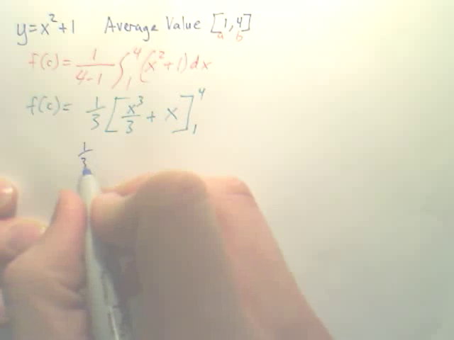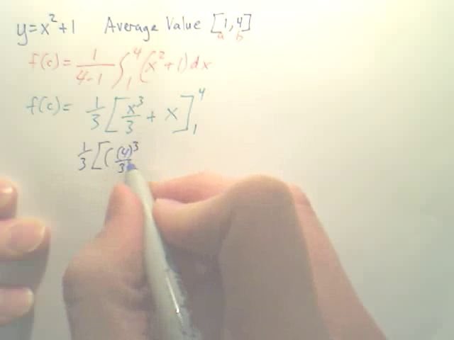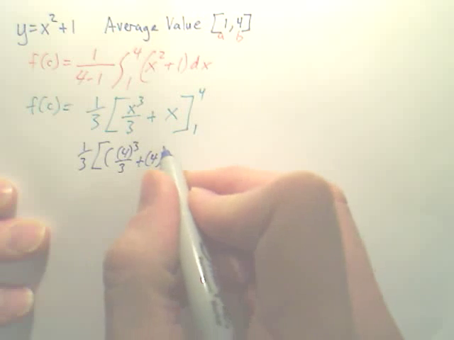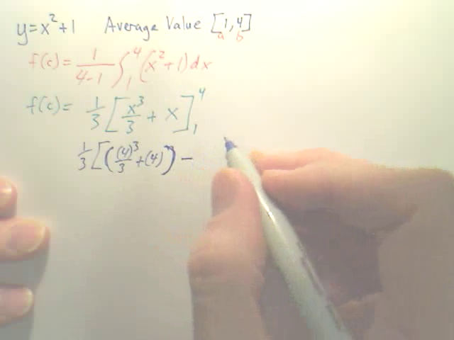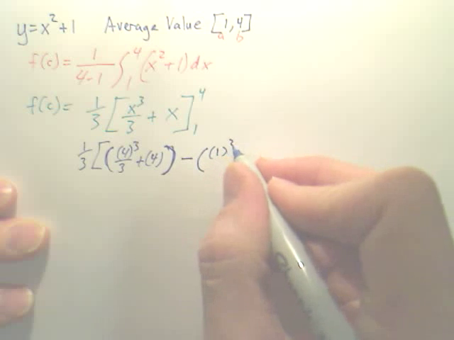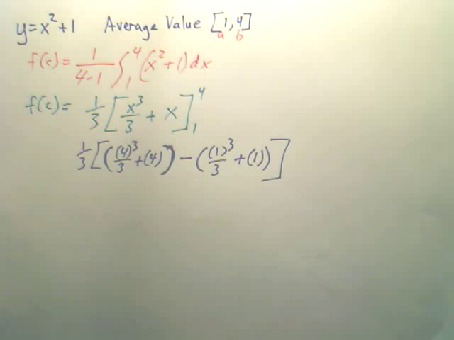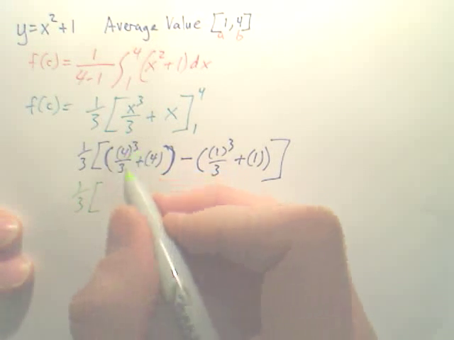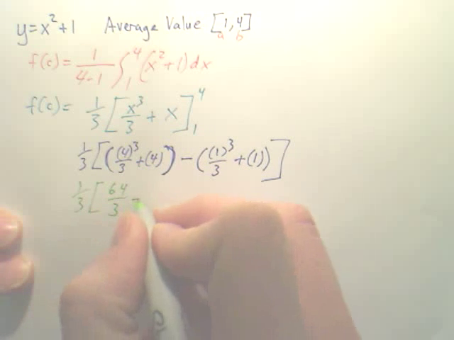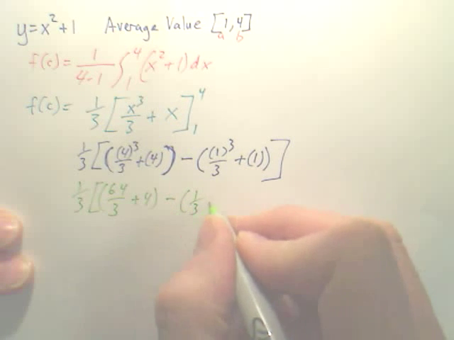So we got 1/3. And plug in 4, so we have 4 to the 3rd over 3 plus 4. And then that's the first piece, minus the second piece, which would be 1 to the 3rd over 3 plus 1. And then we just do the math, and what do we get here? 1/3. 4 to the 3rd is 64 over 3 plus 4, minus 1/3 plus 1.